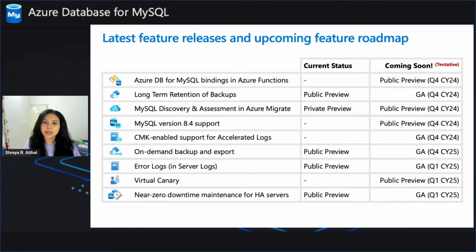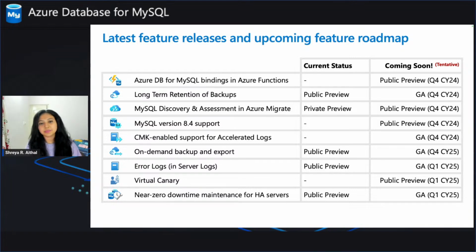Near zero downtime maintenance for HA enabled servers. This feature is designed to reduce the maintenance downtime for HA enabled servers, ensuring that in most cases, maintenance downtime is around 40 to 60 seconds, just 40 to 60 seconds. Again, pivotal for critical businesses that cannot really compromise on high availability and require minimal interruption in their database operations, even during maintenance.